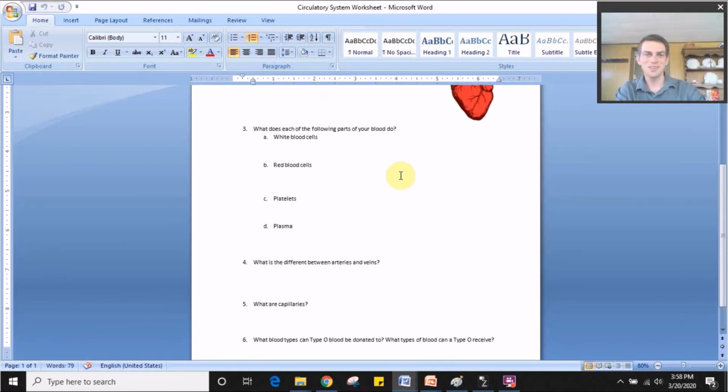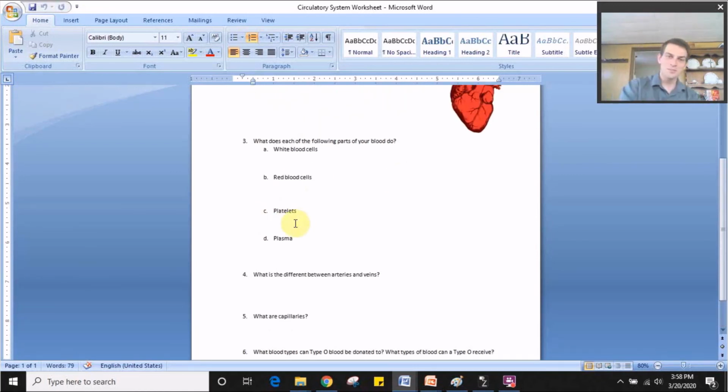Typo, that's what it sounds like. Anyways, speaking of typos, there was a typo in the worksheet before. I think I had an extra P in the word plasma, but I'm pretty sure you're able to read through that.